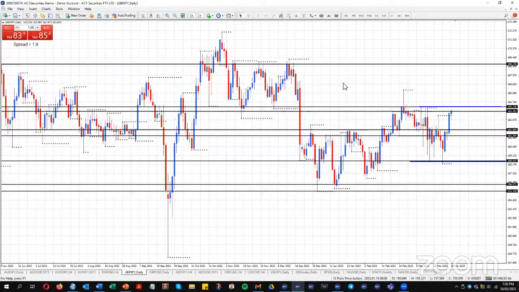As I say, the pound's at very high levels. If that has a significant sell-off, then we could see it sell off from down there.